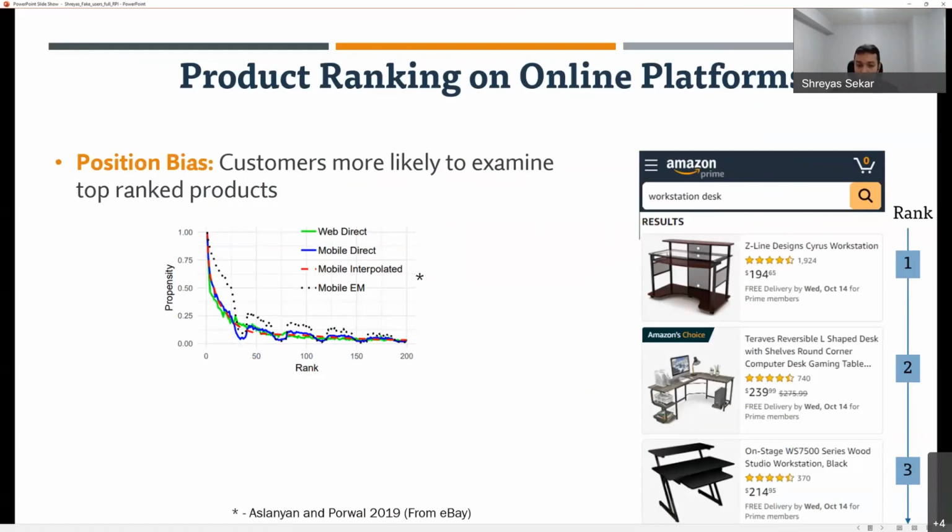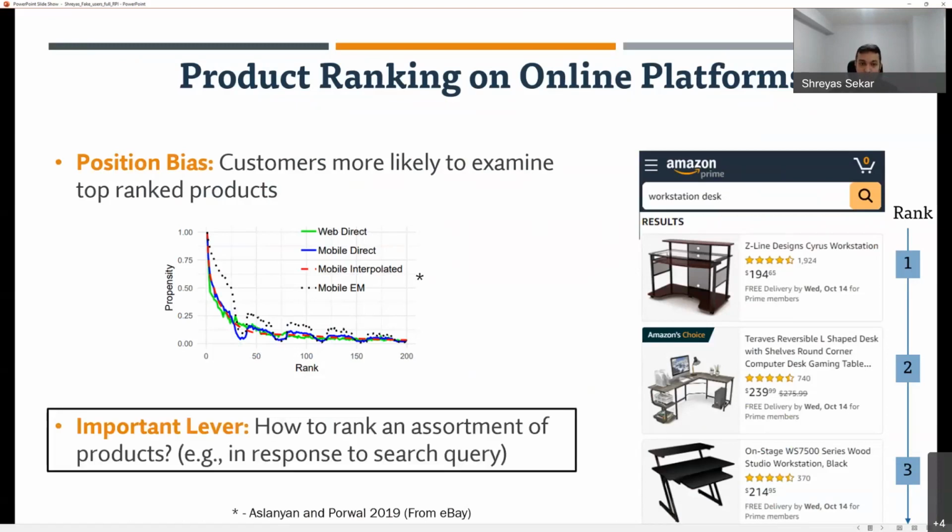Now, given how important this is, as researchers, we have one very important question that comes to mind. How on earth does Amazon or do the other sellers end up ranking these products? Okay, this is an important question, and it's quite literally a $1 million question, whether you're Amazon or these individual sellers.